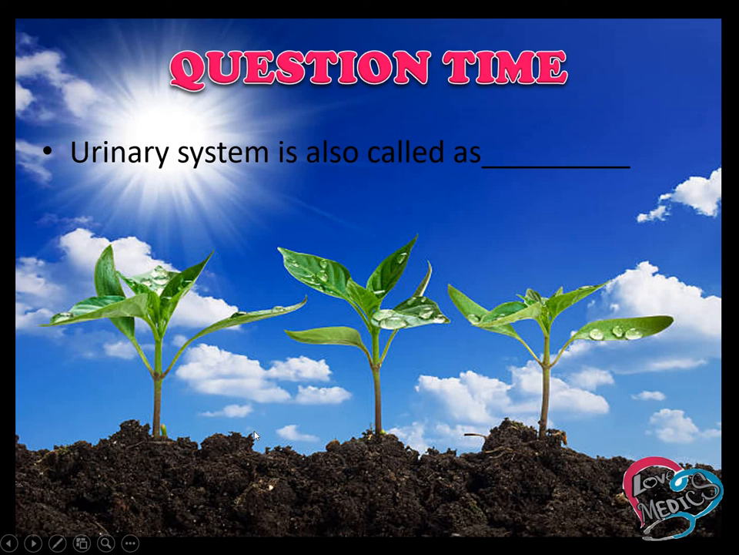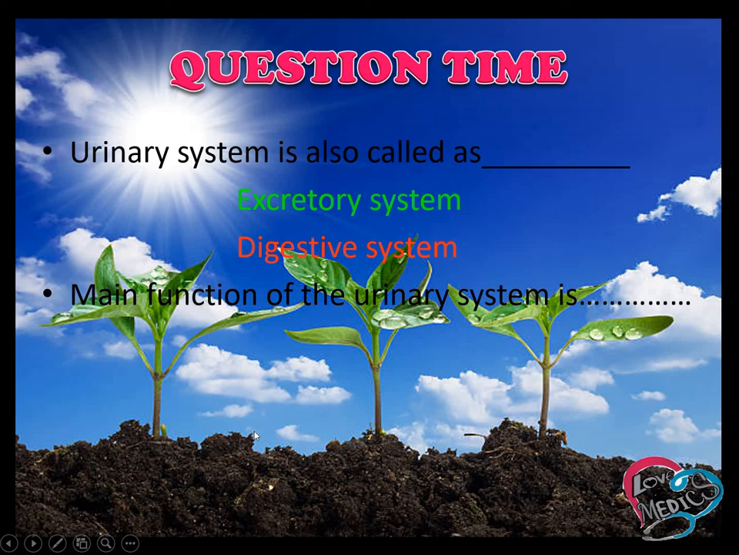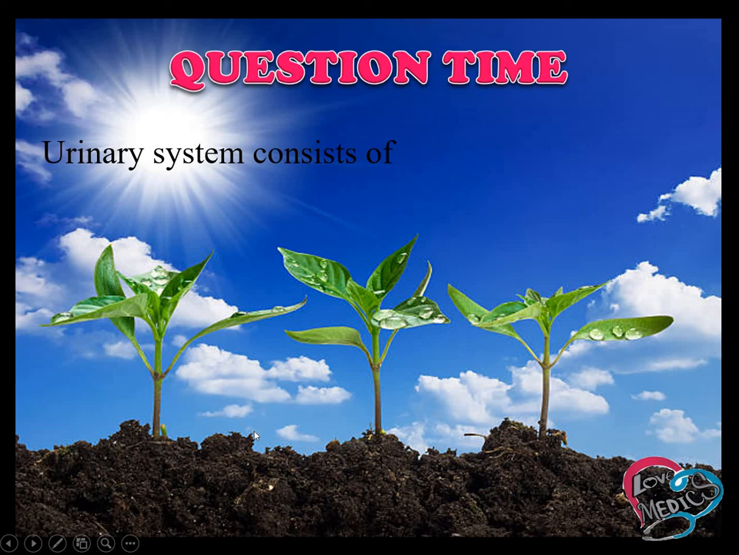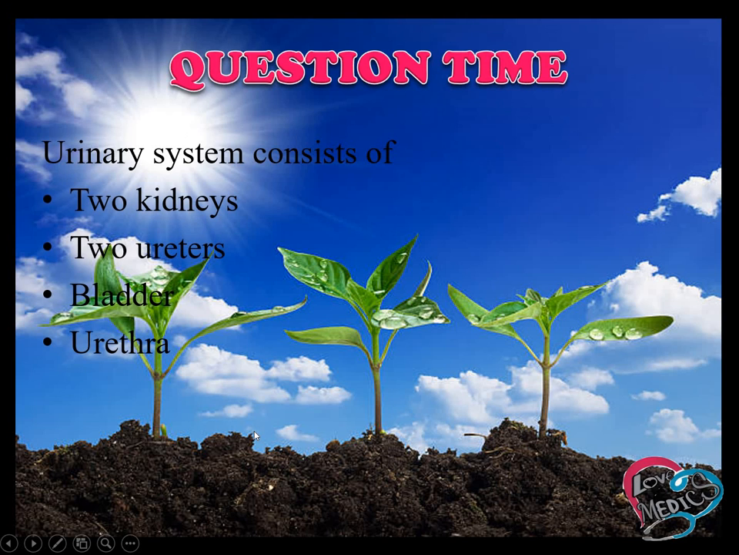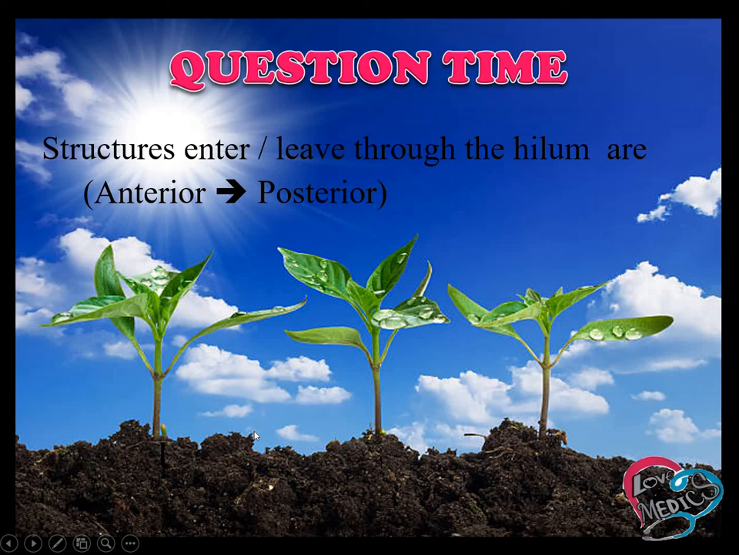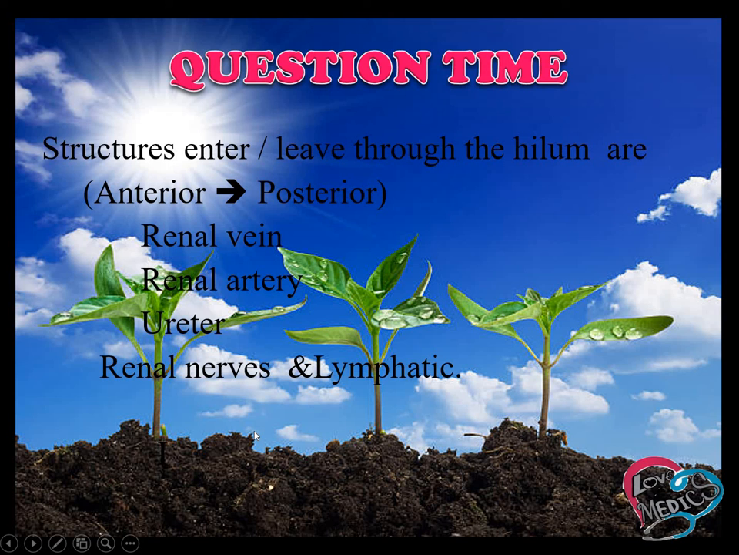The urinary system is also called the excretory system or digestive system? Excretory system. The main function of the urinary system is water balance. The urinary system consists of 2 kidneys, 2 ureters, bladder and urethra. Structures that enter and leave through the hilum are, from anterior to posterior: renal vein, renal artery, ureter, renal nerves and lymphatics.